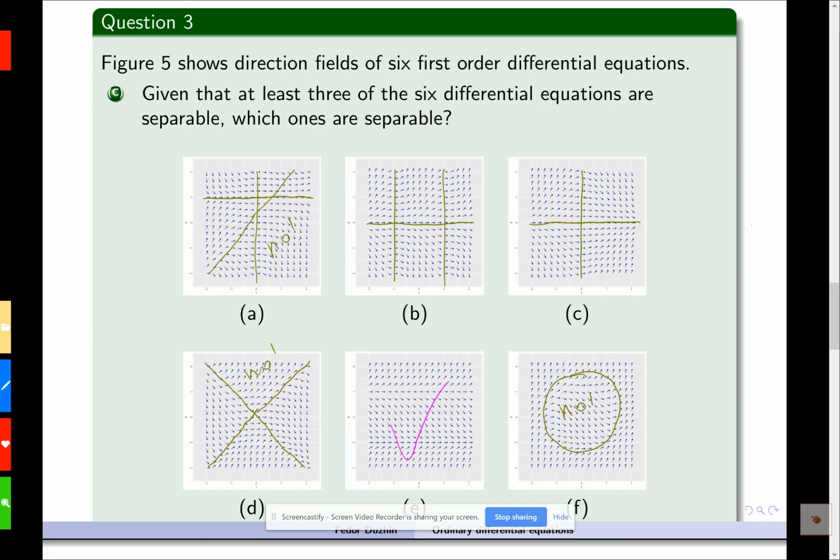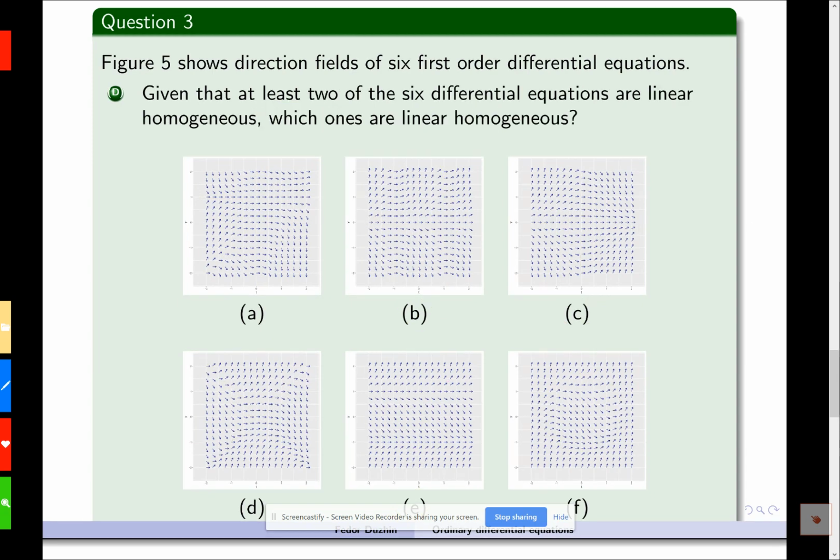And given that three of these six differential equations are separable, we conclude that these separable ones are B, C, and E. Question 3. Given that at least two of the six differential equations are linear homogeneous, which ones are linear homogeneous?